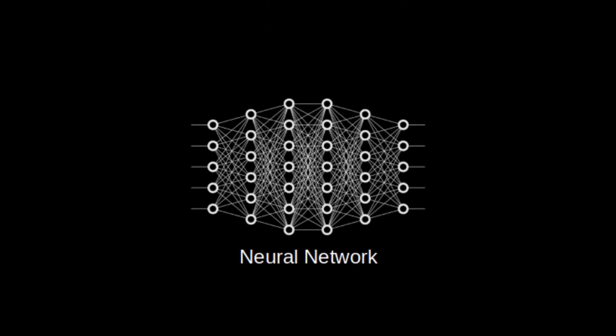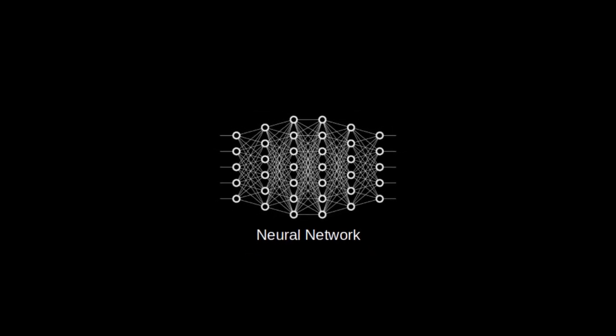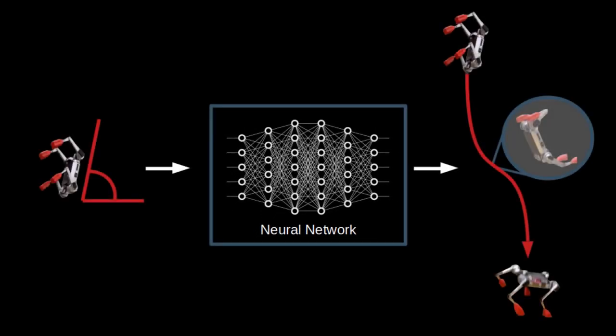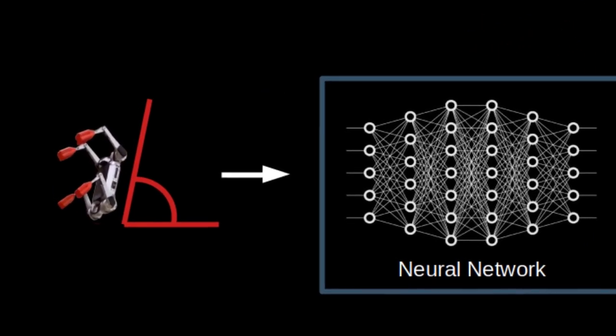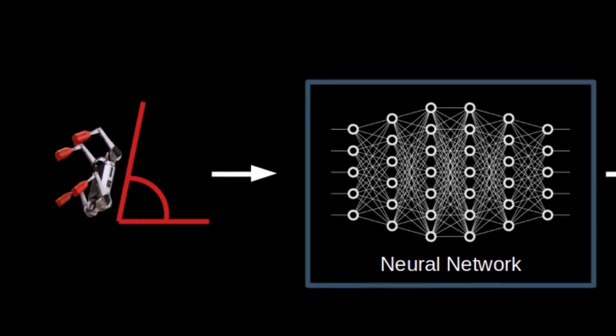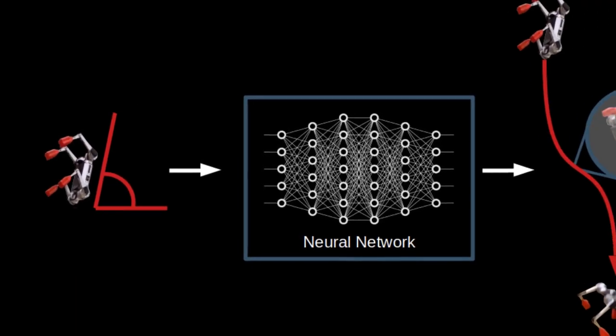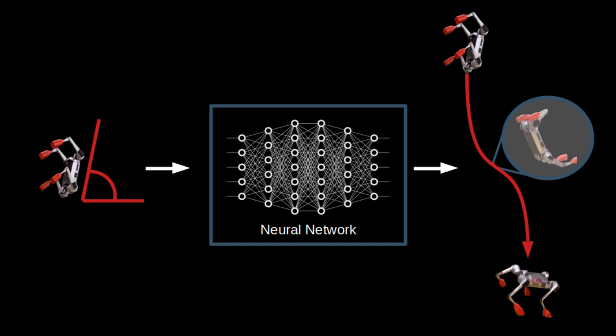We solve this problem with supervised machine learning. Specifically, we train a neural network to imitate the output of the trajectory optimizer. At runtime, the network takes as input the current orientation and joint angles, and outputs a trajectory that will land the robot on its feet. You can think of this network as learning a reflex.